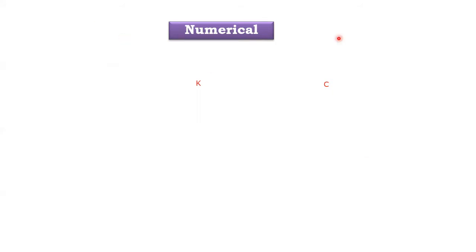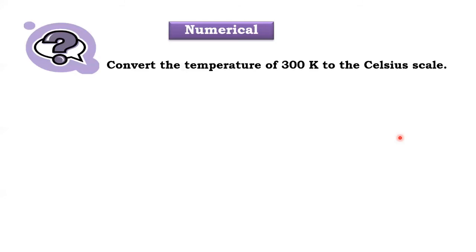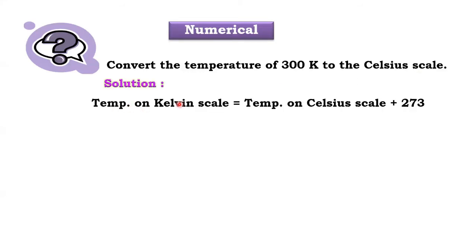Then the next one that we need to learn about is another numerical. Now let's say we have the inverse condition over here. The question is, convert the temperature of 300 Kelvin to the Celsius scale. Now we have the temperature in Kelvin scale and we need to convert that into Celsius scale. So we'll use the same formula: temperature on Kelvin scale is equal to temperature on Celsius scale plus 273. But this time the only difference is we have the value of this side, so we write 300 is equal to temperature on Celsius scale plus 273.